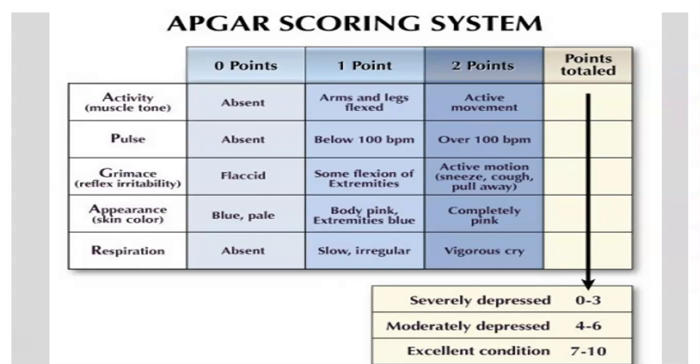So grimace is how they respond to stimuli. So if you rub their feet, or back in the day they used to smack babies on the bottom. They don't do that anymore. But when you irritate them or stimulate them, how do they react? If they just lay there, they're flaccid, then that's a serious issue. Versus if you go to rub their foot and they try to pull that foot away and they are actively moving around, that's a really good thing. It shows that they have a good grimace. They are responding well to stimuli.